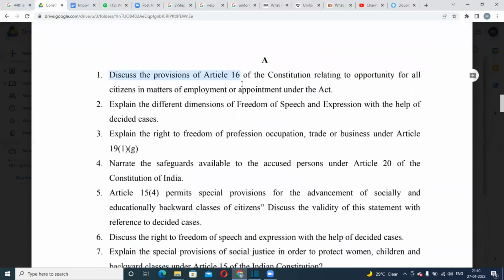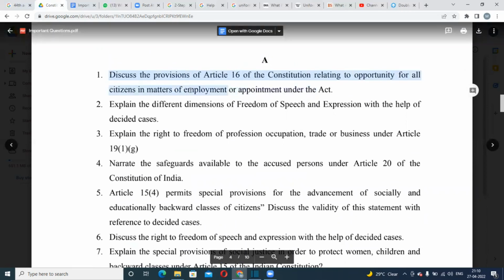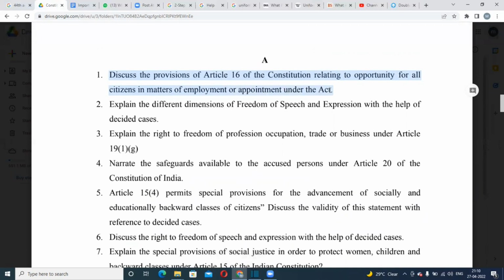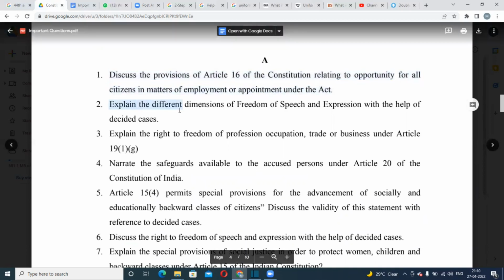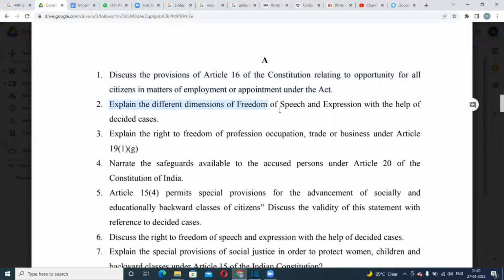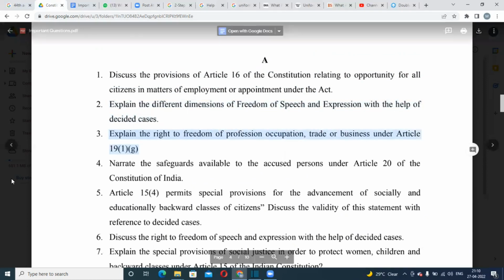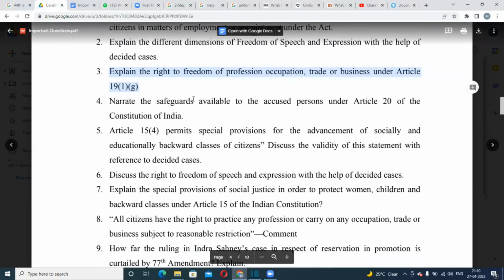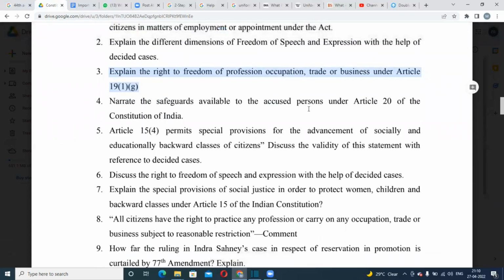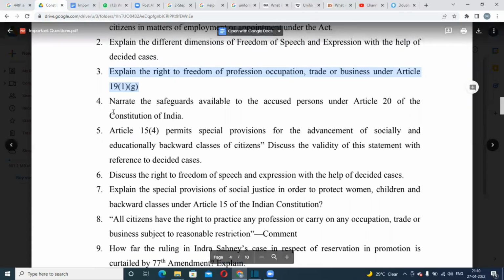Discuss the provisions of Article 16 of the Constitution relating to opportunity for all citizens in matters of employment and appointment under the State. Explain the different dimensions of freedom of speech and expression with the help of decided cases. Explain the right to freedom of profession, occupation, trade, or business under Article 19(1)(g). Narrate the safeguards available to an accused person under Article 20 of the Constitution of India.